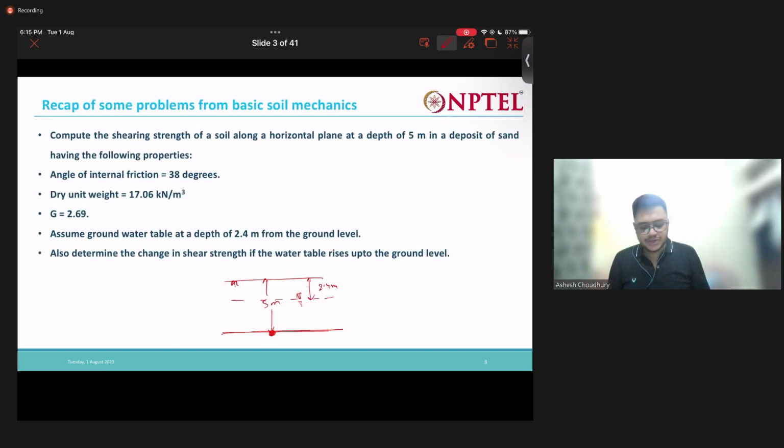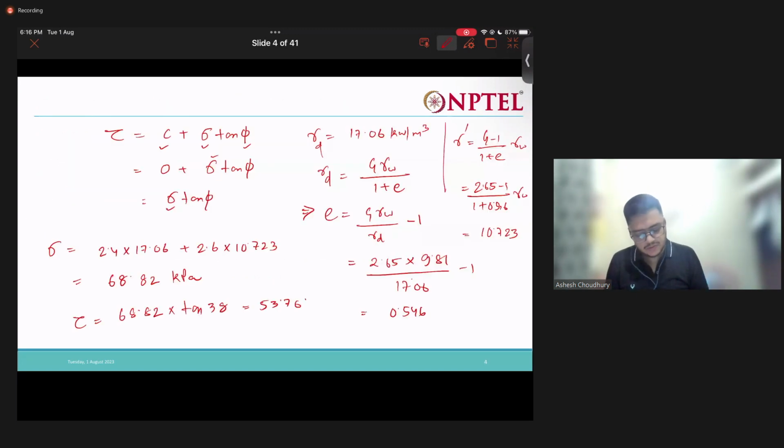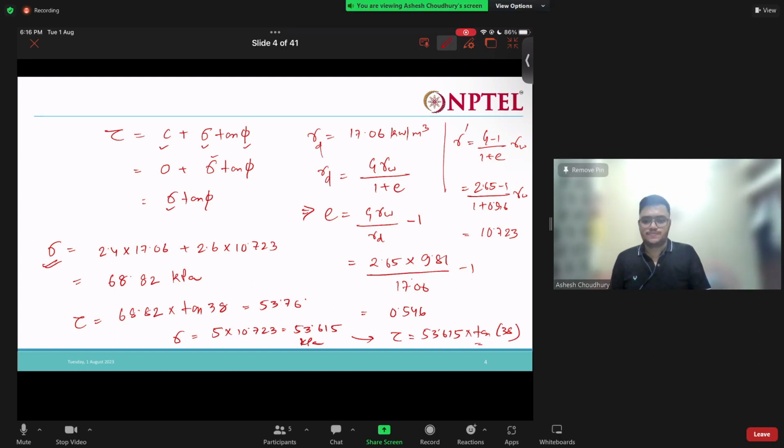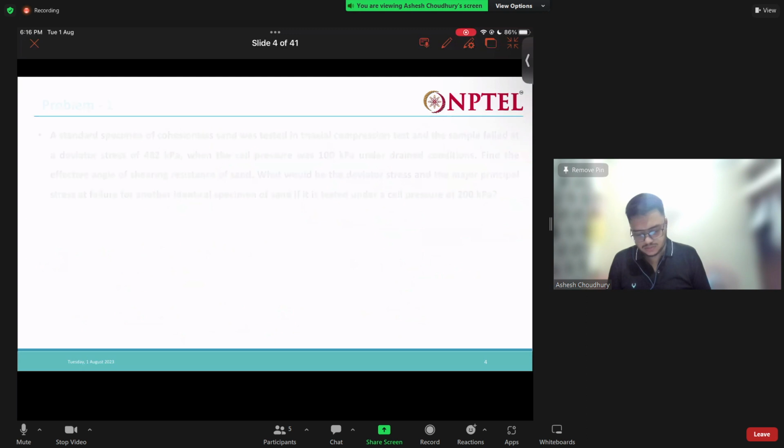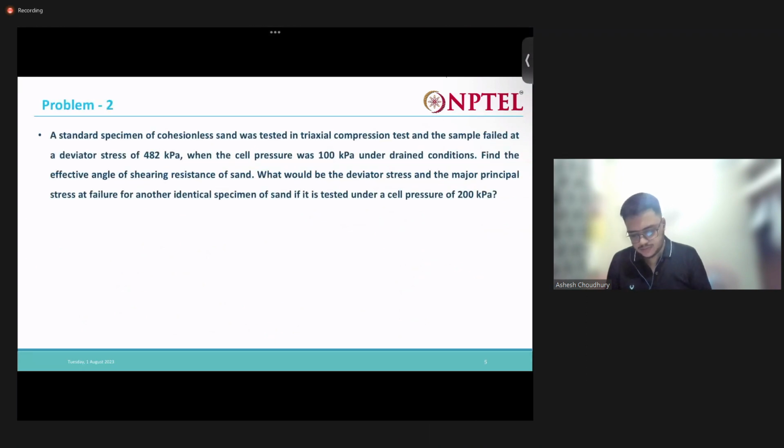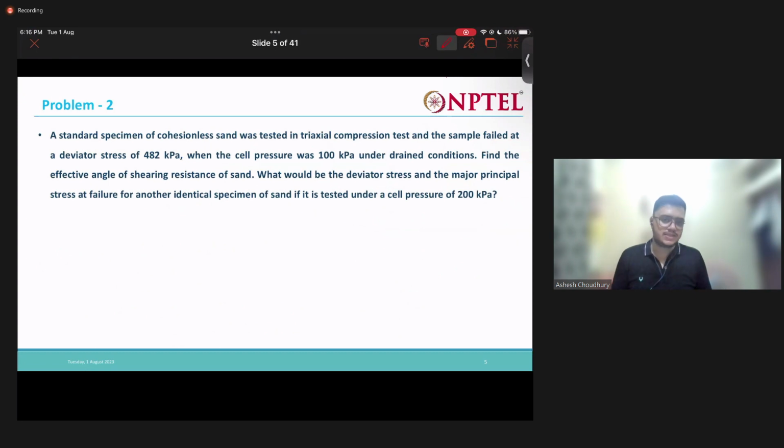Now the next part is the change in shear strength if the water table rises to the ground level. So if the water table rises to the ground level, what will change? This sigma is going to change. So this sigma will be nothing but 5 into 10.723 equal to 53.615 kPa. So then our new shear strength is nothing but 53.615 into tan 38. You can calculate this, right? It was a very easy, simple and straightforward problem.